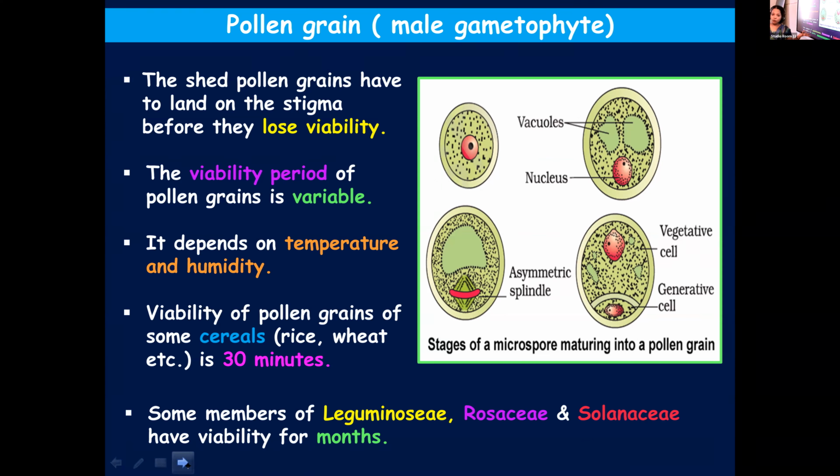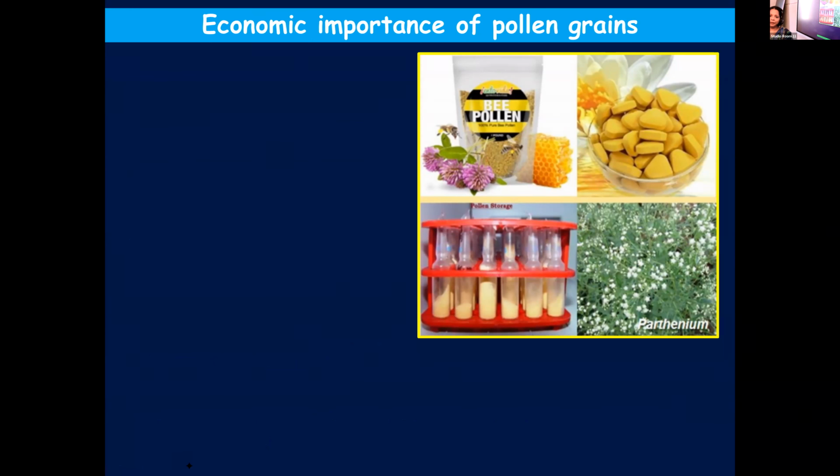Now, the economic importance of pollen grains. Pollen grains have so much significance. So let's see how they are useful, and what the advantages are, other than helping in pollination, leading to fertilization and formation of seeds. What other applications are there? We will see.